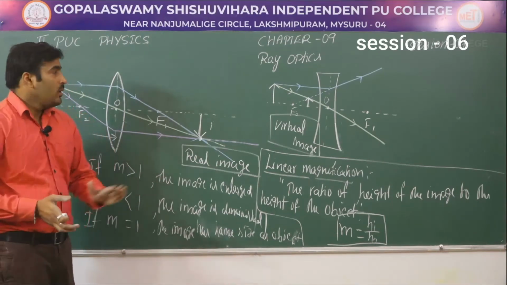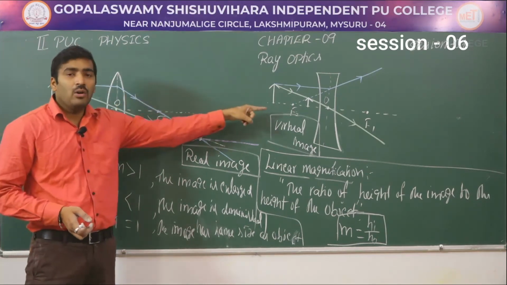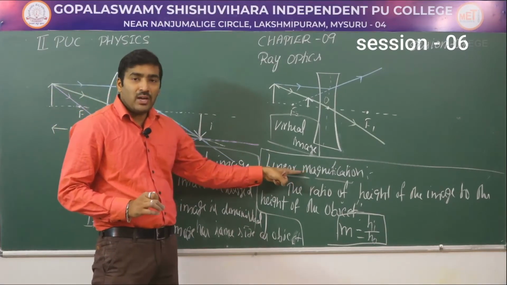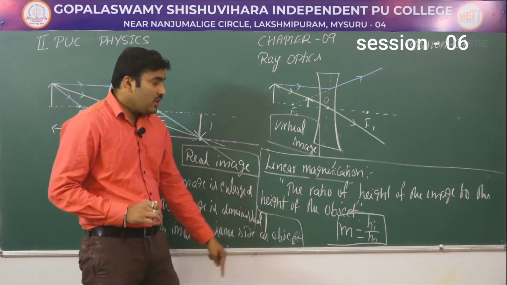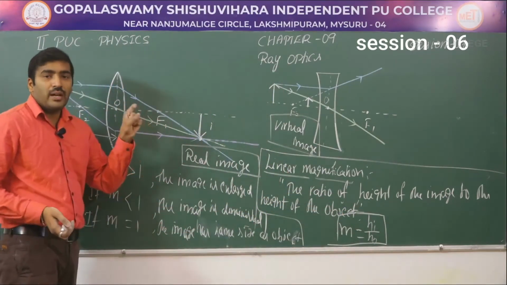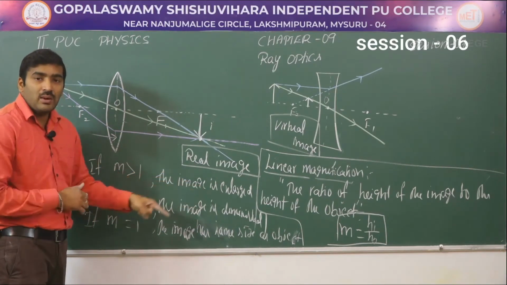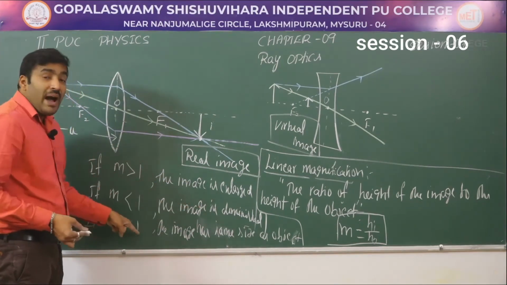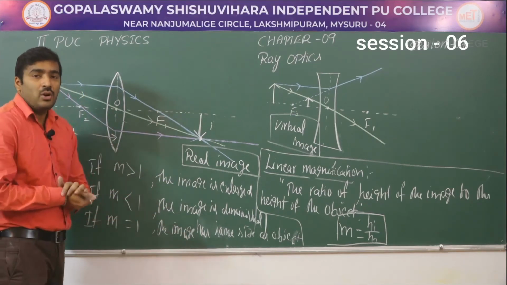What we have learned here: how an image is formed in the case of a convex lens and in the case of a concave lens. We also defined a very important term called linear magnification, which is given by the ratio of the height of the image to the height of the object. So the equation says m is equal to hi by ho. If magnification is more than 1, the image is enlarged. If the magnification is less than 1, the image is diminished. And if magnification is equal to 1, the image has the same size as the object.